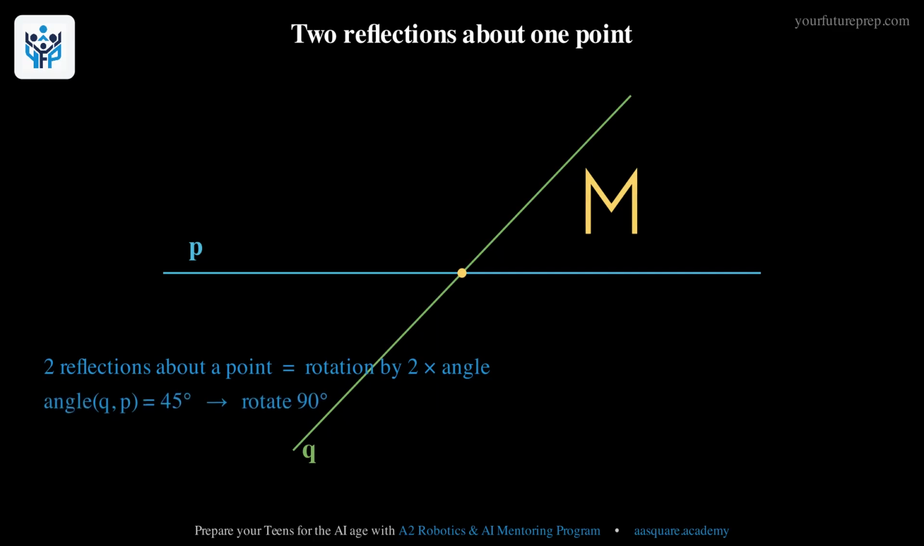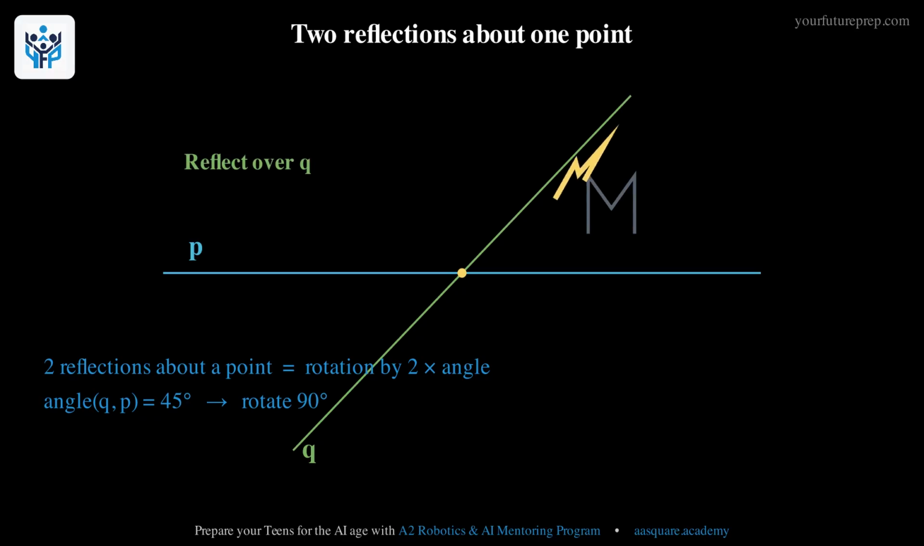Here is the shortcut: reflecting over one line, and then over a second line through the same point, is the same as rotating about that point by twice the angle between the lines. The angle between Q and P is 45 degrees, so the two reflections together make a 90-degree rotation. Let's watch it happen step by step.